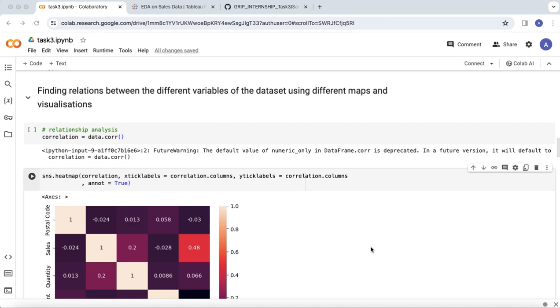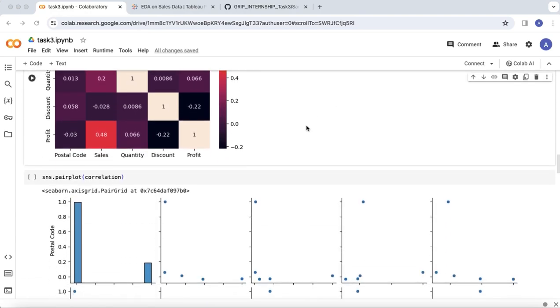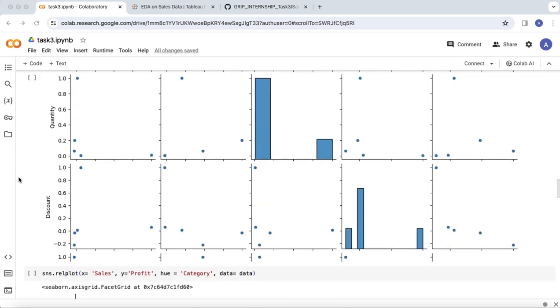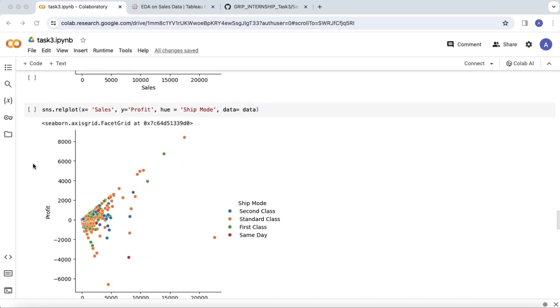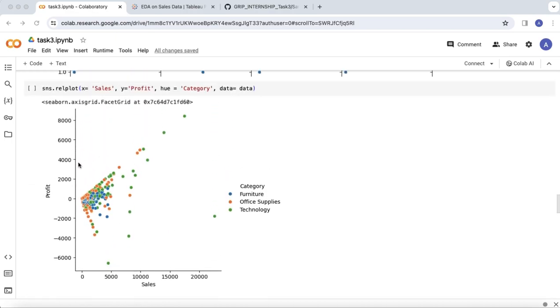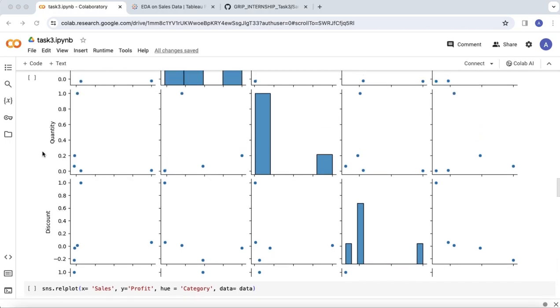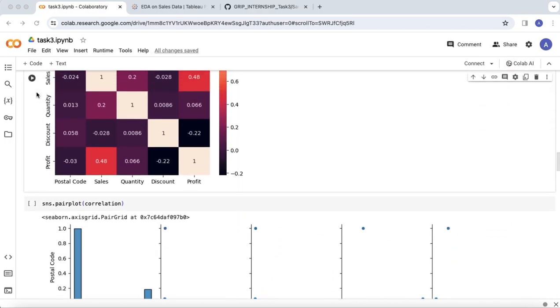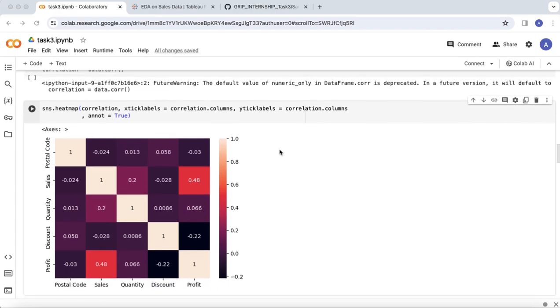Next, we find the relationships between different variables of the dataset using different maps and visualizations, for example, a heat map, a pair plot, scatter plots, etc. But as you can see, these are not very clear and easy to understand. It's very jumbled and we don't actually get any useful information out of these plots. So we need to define the relations in a much more efficient way.